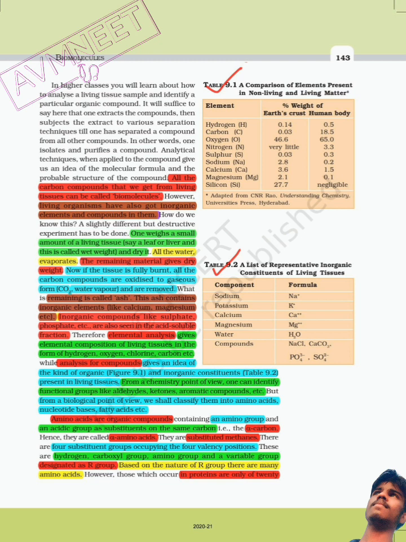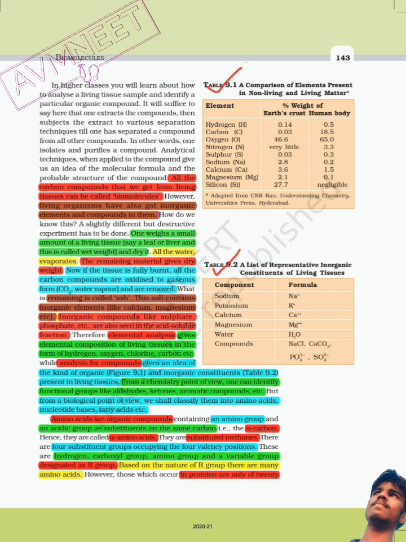Now if the tissue is fully burned, all the carbon compounds are oxidized to gaseous form and are removed. What is remaining is called ash. This ash contains inorganic elements like calcium, magnesium, etc. Inorganic compounds like sulfate, phosphate, etc. are also seen in the acid-soluble fraction.